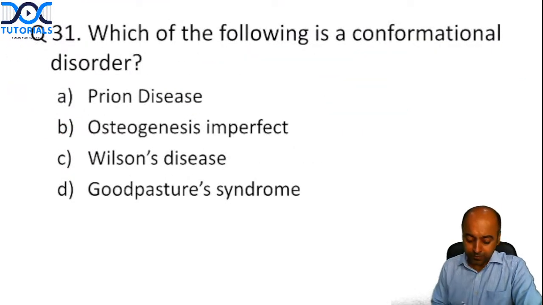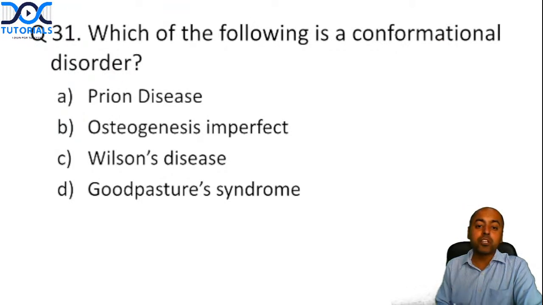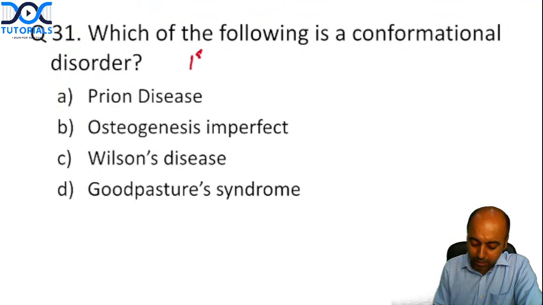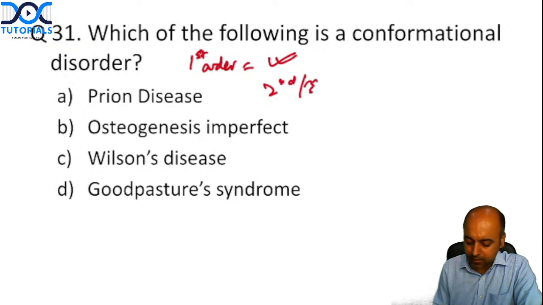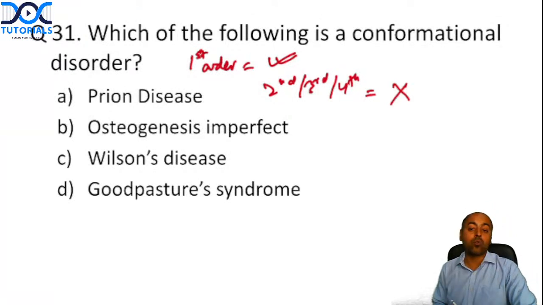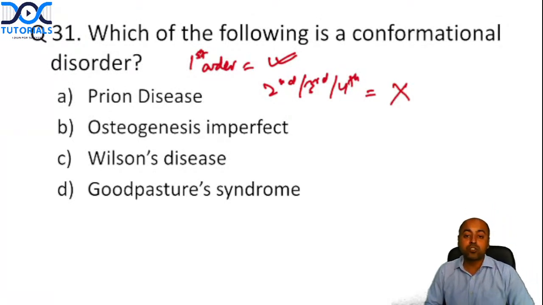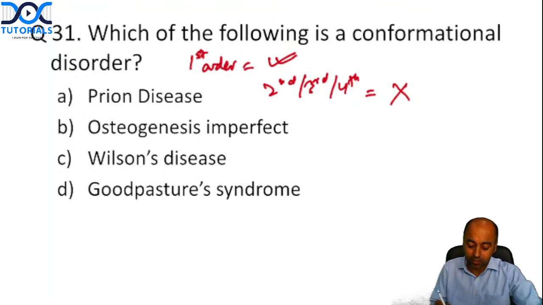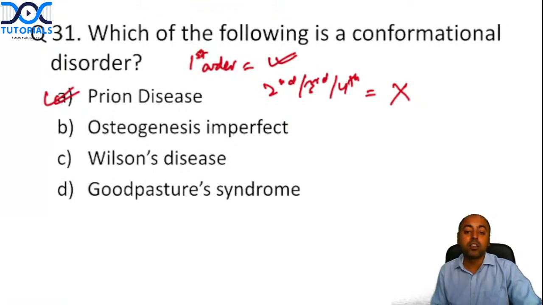Question 31. Which of the following is a conformational disorder? Conformational disorder means primary structure or the first order organization is okay, but second, third, or fourth order are not okay. If first order structure is okay but second, third, fourth order structure is not okay, then we call it the conformational disorder, and here the answer is prion disease.